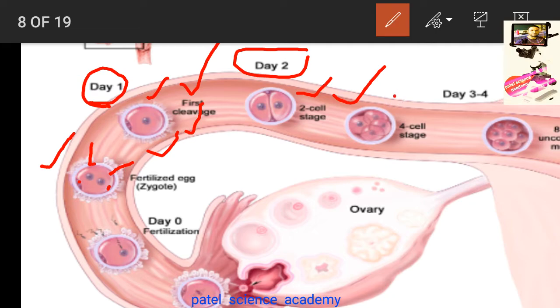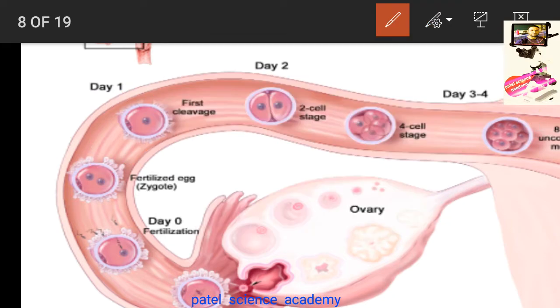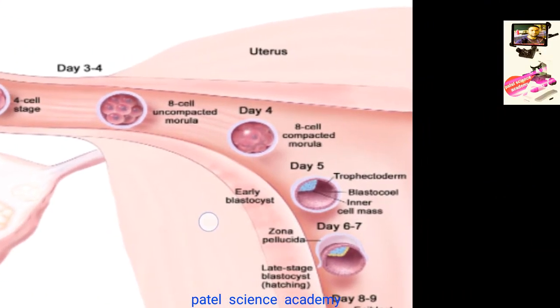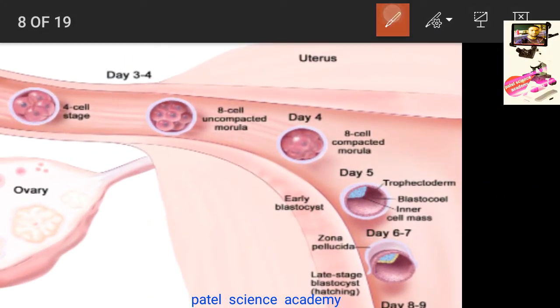And after that it goes for the next stage at day number 3 or 4 after fertilization, and it converts into the 8 cell stage, as you can see here. So dear student, thereafter what happens, the series of changes as we are watching here.